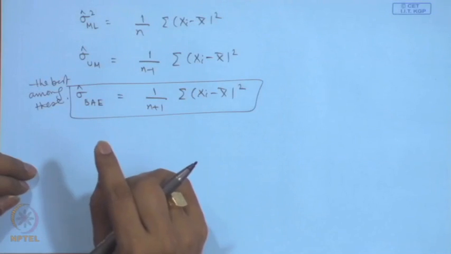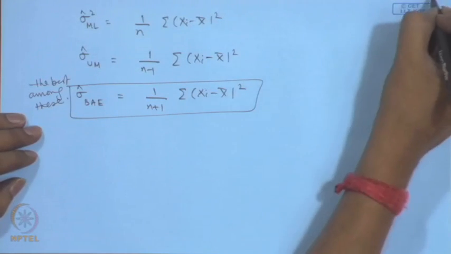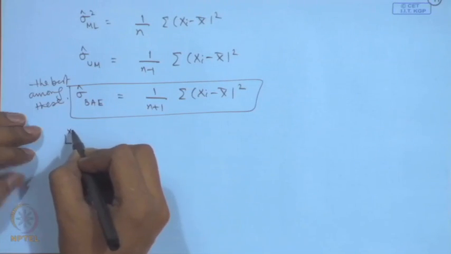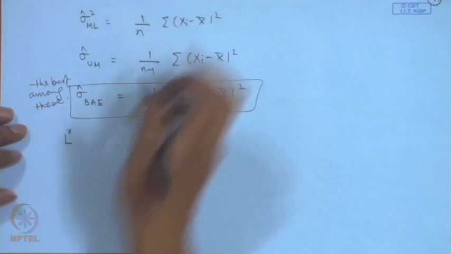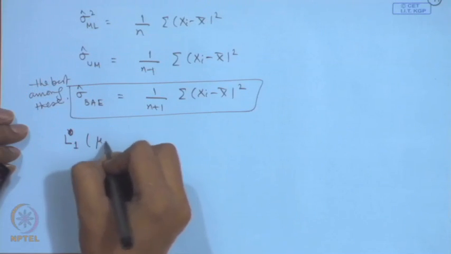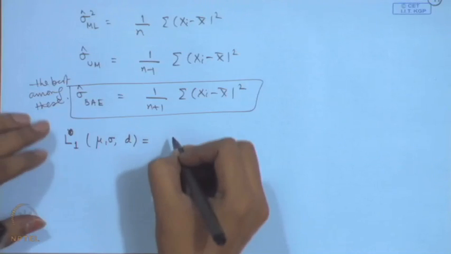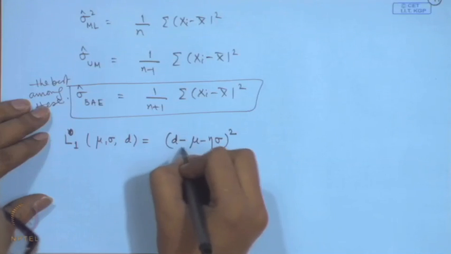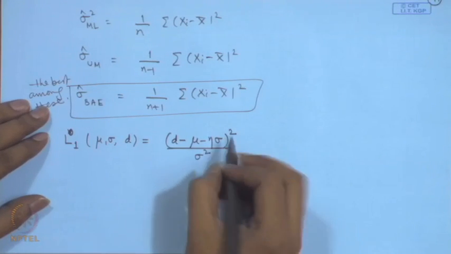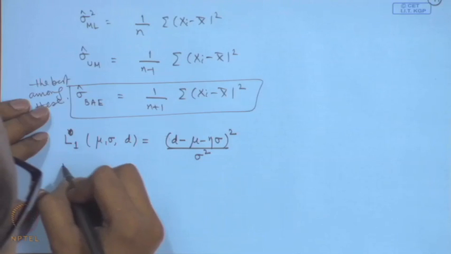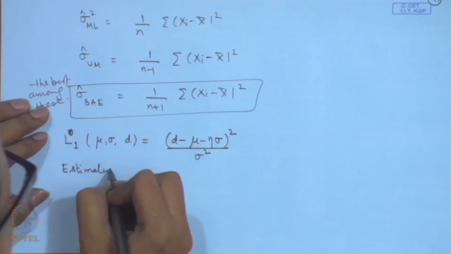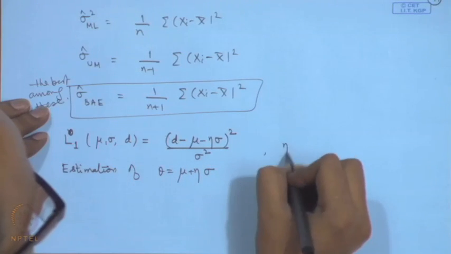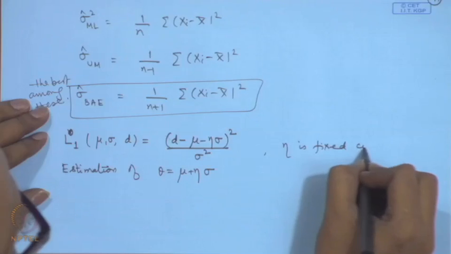Now, for this problem I want to give one more application here. Let us consider another loss function, say L star, in place of star let us put L 1 mu sigma d is equal to d minus mu minus eta sigma whole square divided by sigma square. Now, what is this problem? This can be considered as estimation of theta is equal to mu plus eta sigma, where eta is a fixed constant.